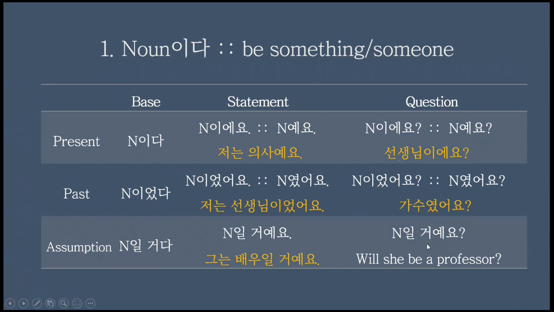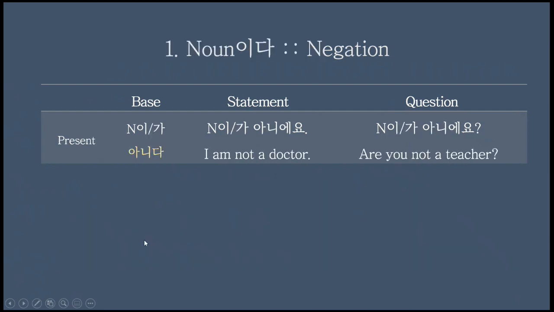The question takes a slightly different form. Instead of 일 거예요, let's use 일까요? Because it sounds more natural. Okay? So, will she be a professor? 그녀는 교수님일까요? Okay? So just be careful with this future tense because, as in English, in Korean, this future tense has a different function.